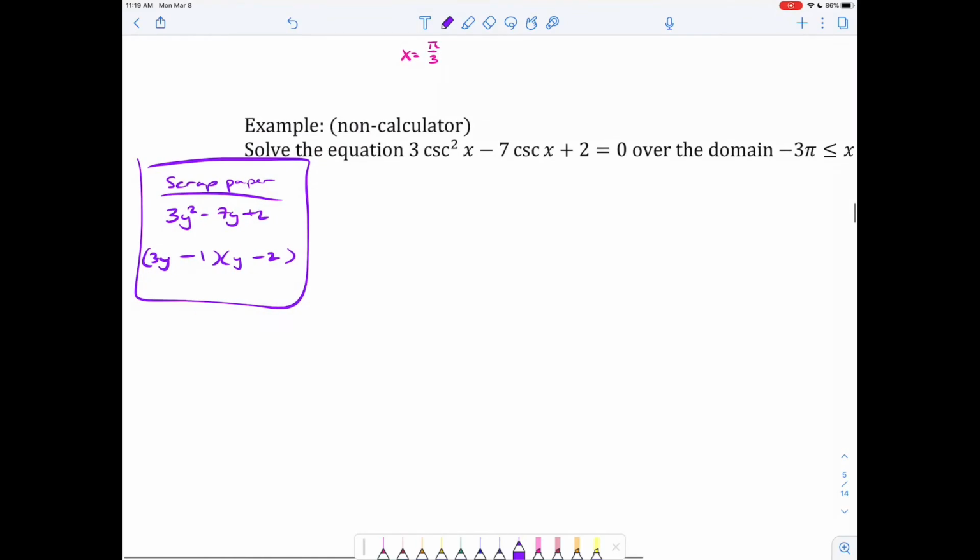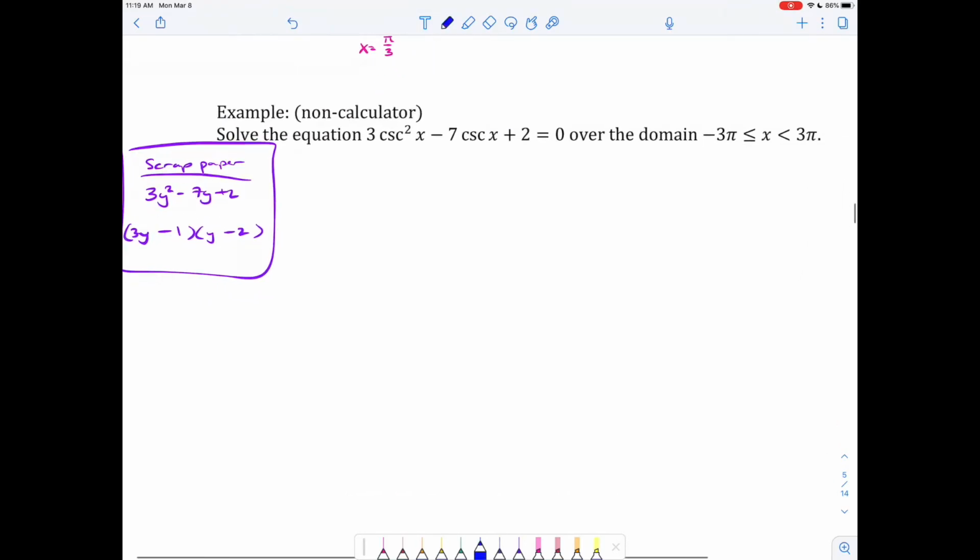Or box it off, section it off, write the word scrap so we know it's not your actual work for this question. Your actual work for this question would most ideally just maintain the trig function.